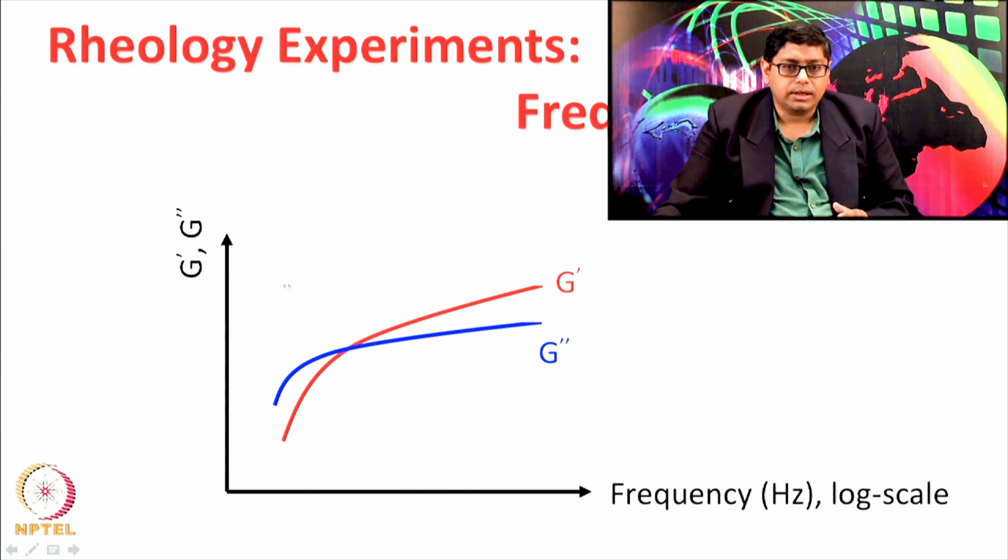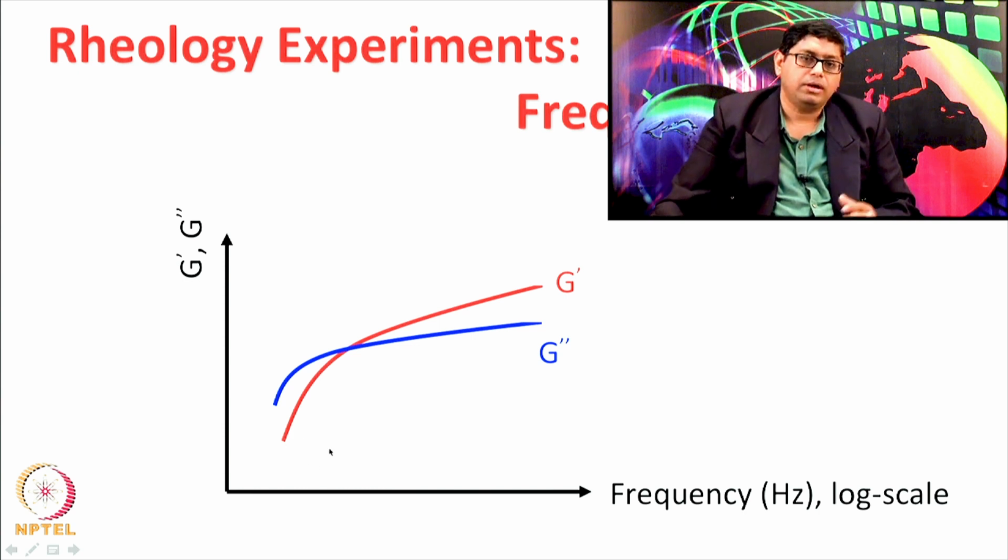So, there is one thing that you observe. G double prime, the blue curve, is actually above the red curve for a certain frequency range. Okay. So, initially the network is more viscous in nature, where the viscous component or the loss component is more prominent over the storage component, and here because you are deforming the network very slowly, you can have these internal arrangements and the system relaxes.